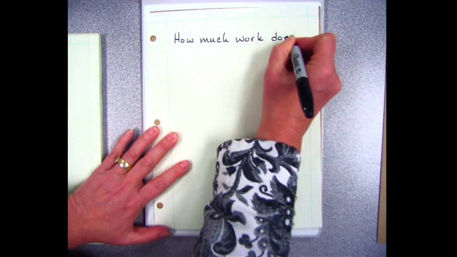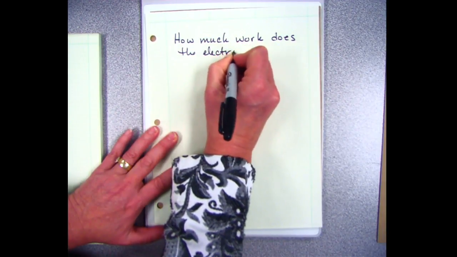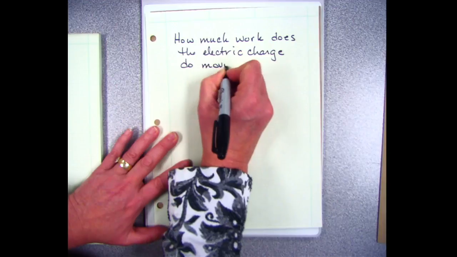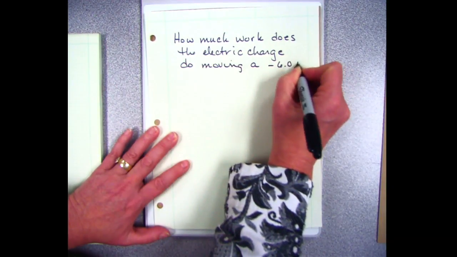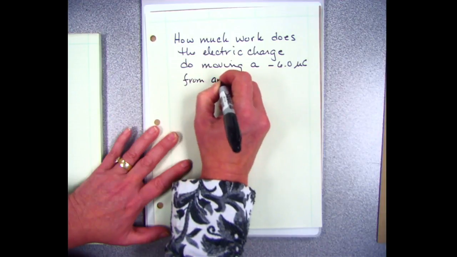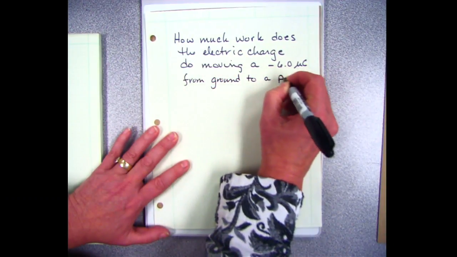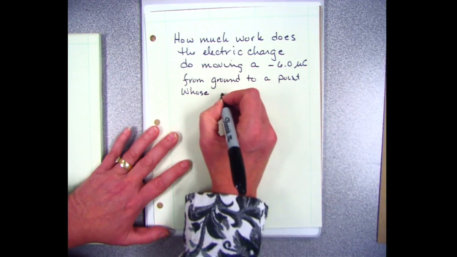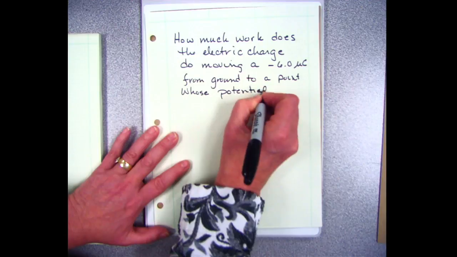So we can actually do a couple problems. How much work does the electric charge do moving a minus 6.0 microcoulomb charge from ground to a point whose potential is 80 volts? One of the reasons I'm going to do this problem is to actually do the unit analysis associated with 80 volts.